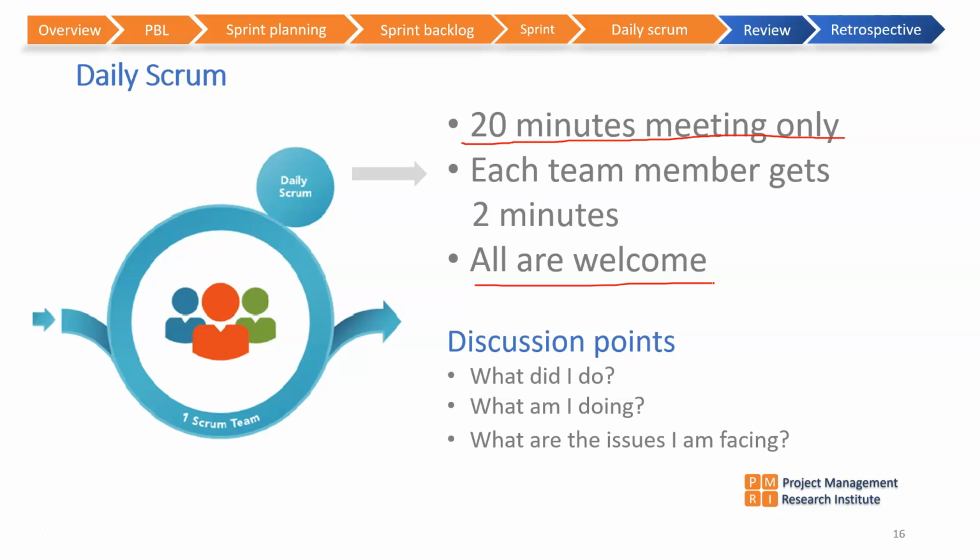And every team member will get 2 minutes, and they discuss 3 points. Each team member will update the rest of the team on what they did during the previous day, what they are currently working on, and what issues they are facing. So this meeting should not be converted into an issue resolution meeting. They just highlight these 3 things. That's it. In 2 minutes, each team member will be able to say these 3 things so that the entire team knows the status of the project every day.